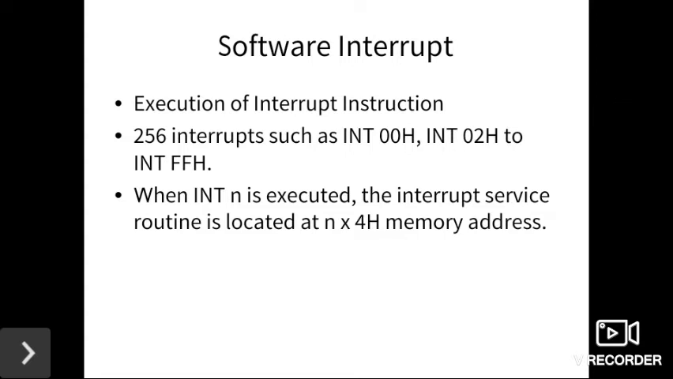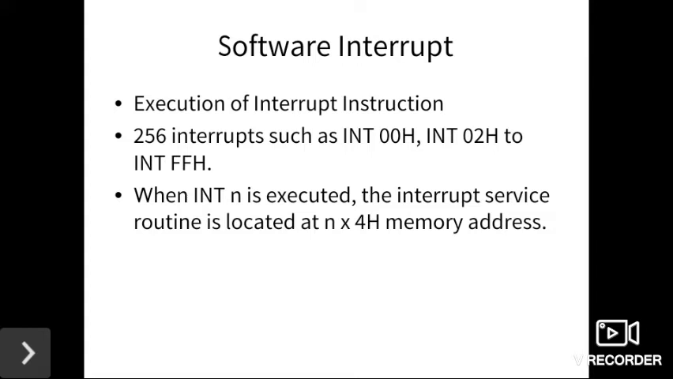A software interrupt is when the source of the interrupt is the execution of an interrupt instruction. In the 8086 there are about 256 interrupts, such as INT 00H, INT FFH, likewise 256 interrupts. Whenever the INT instruction is executed, the microprocessor automatically saves the content of the flag register, then the instruction pointer and code segment registers on the stack, and jumps to a specified memory location.